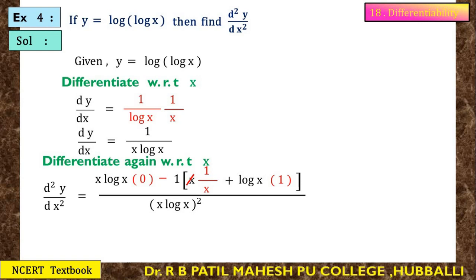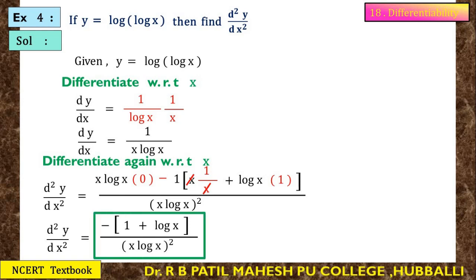So here in this, x upon x gets cancelled. The double derivative is equal to, here the first term becomes 0 because 0 into anything is 0, so no need of writing that, minus as it is. And 1 into anything is the same, therefore this one you can neglect, so directly you can write the bracket 1 plus log x whole divided by x log x whole square. So this is the double derivative of the y function.